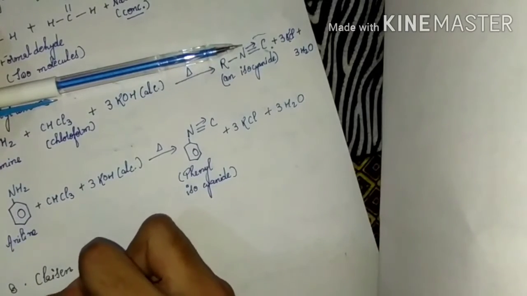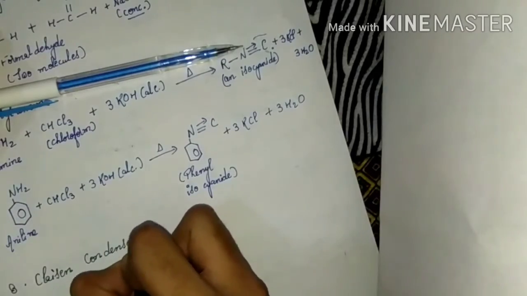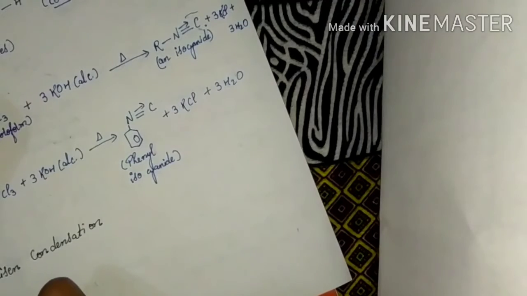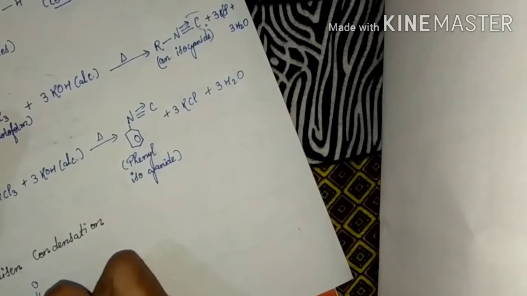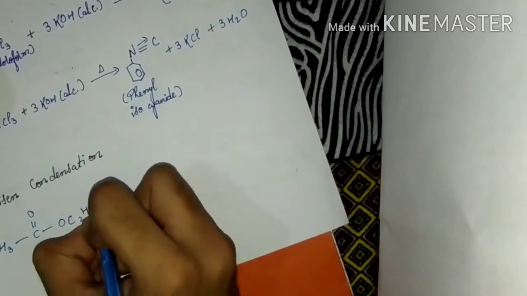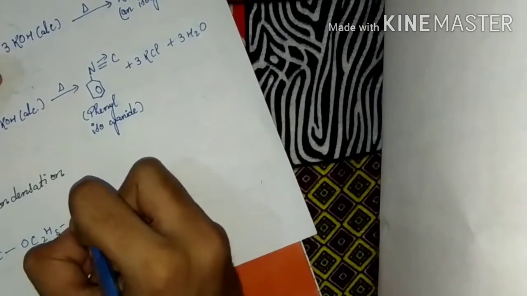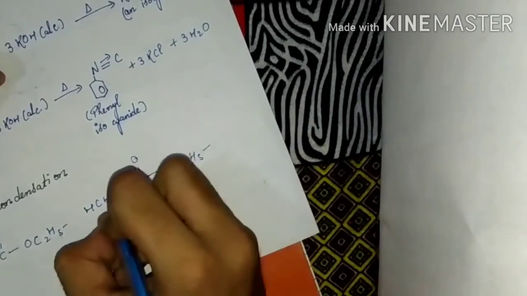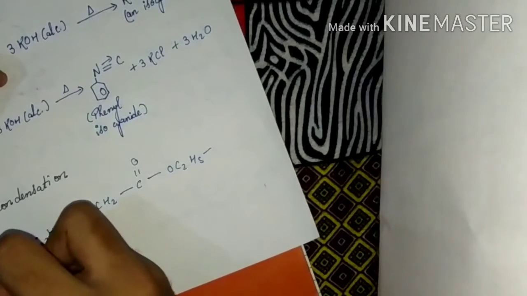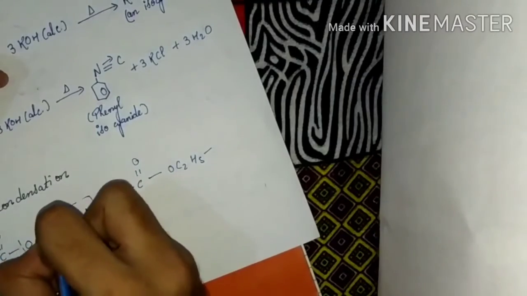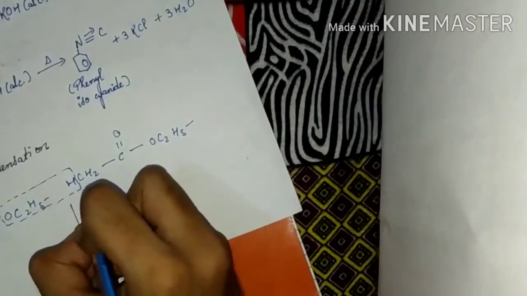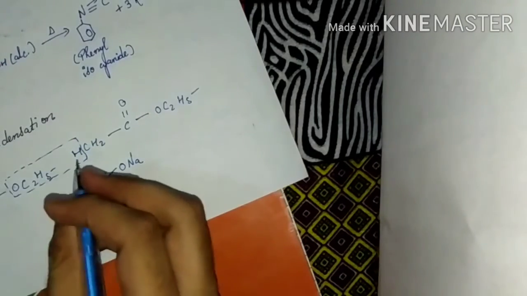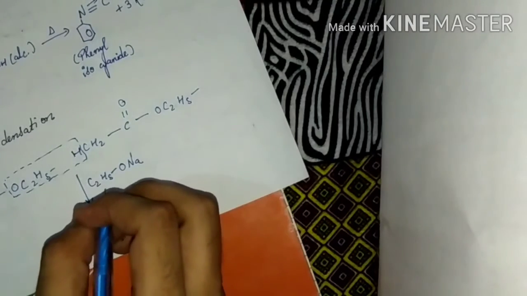Claisen condensation. This reaction says that two molecules of CH3COOC2H5 combine together like this, in the presence of this, to form ethyl acetoacetate, which is a beta keto ester.